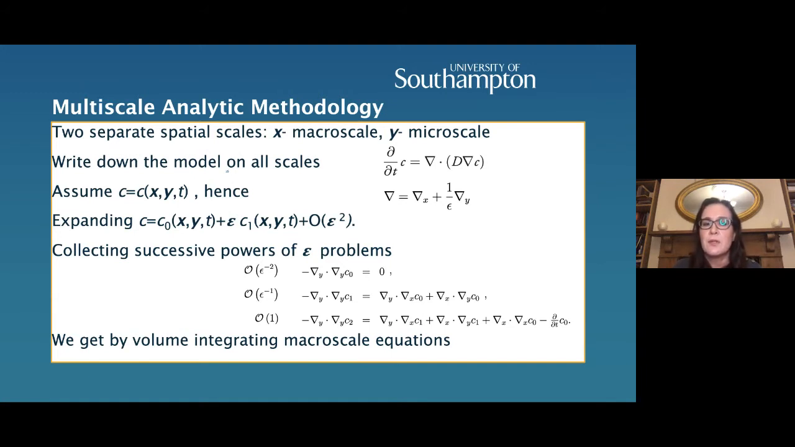approximation to find the solution, assuming that these two, macro scale and micro scale, are separable quantities. We collect successive powers of our perturbation expansion, where epsilon is now the ratio of this micro scale to macro scale. It's a small quantity. Collecting the different powers of our perturbation expansion, we arrive at the macro scale equations, and I've obviously brushed a lot of mathematics under the carpet here.